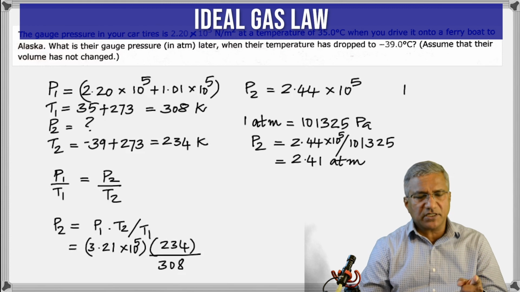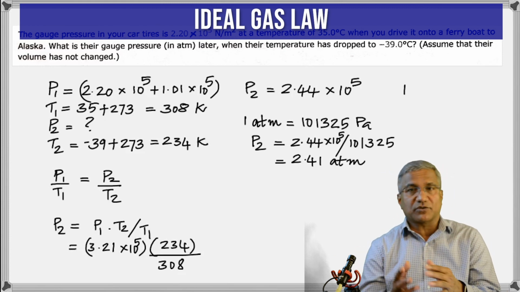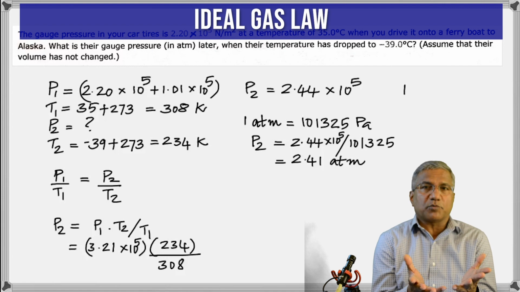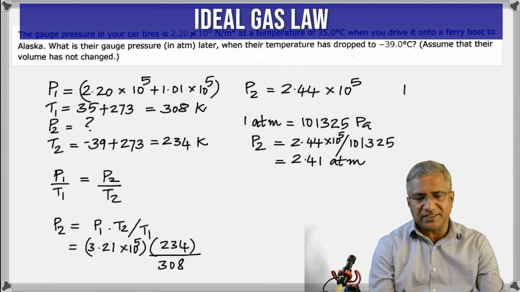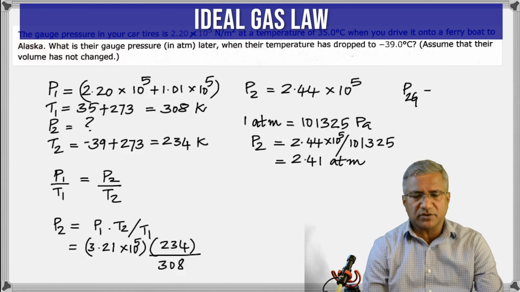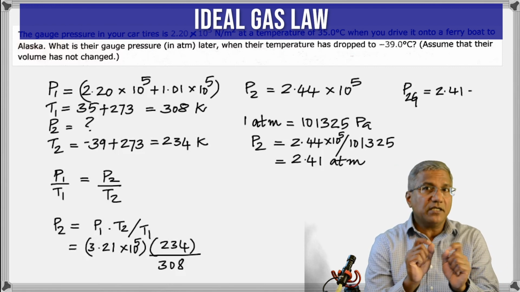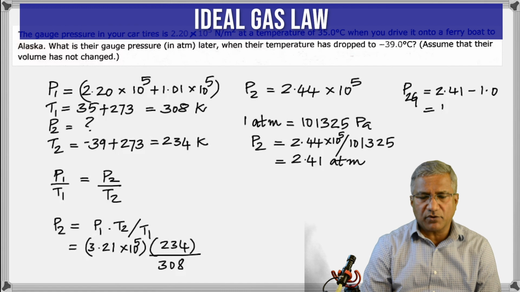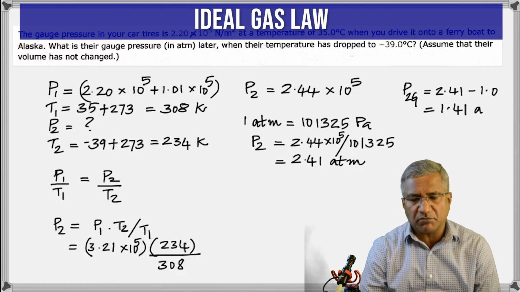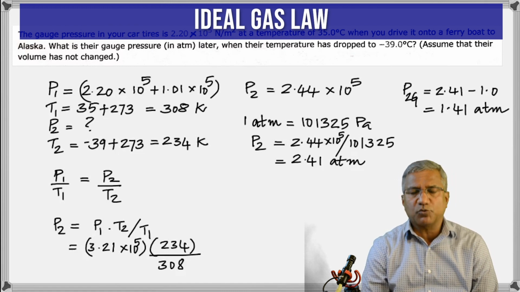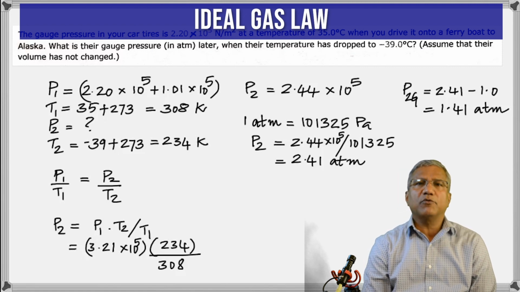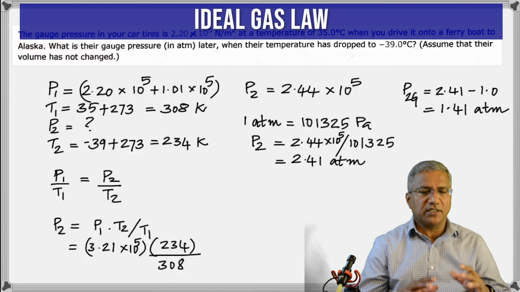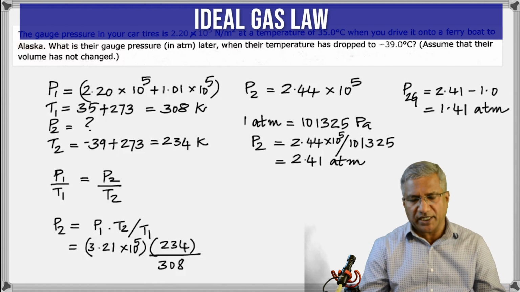But the question asks you, what is the gauge pressure? So now you got the total pressure, the final total pressure. You got to subtract the atmospheric pressure, 1 ATM. So the final answer, I put it as P sub 2G: 2.41 minus 1.0. So that's 1.41 ATM. So that's the final pressure. That's how you do that.